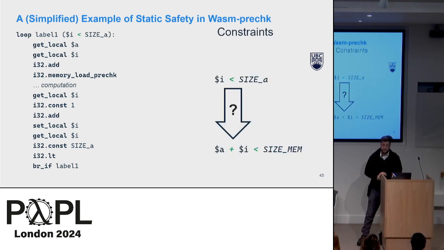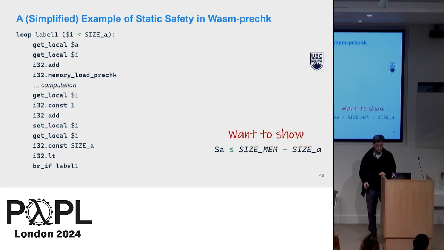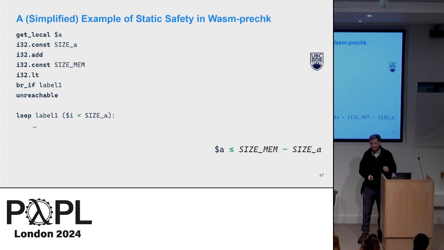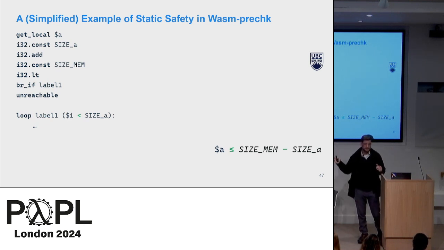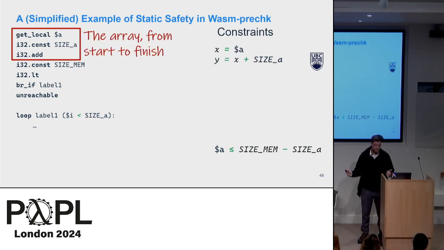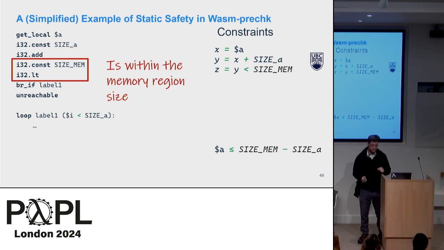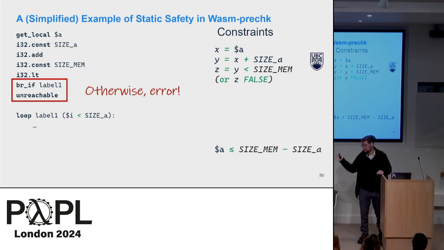So now we have a little bit of information about I, but we still don't know anything about A. What we want to know is that the entirety of the array that A is representing is within the memory bounds. And the way we're going to do that is by adding a dynamic check. This dynamic check is not baked into the semantics. This is one we're just putting in there ourselves. And this is basically saying that the array from start to finish is within the memory region size, and otherwise there's a trap, a Wasm error, which is raised by this instruction unreachable.